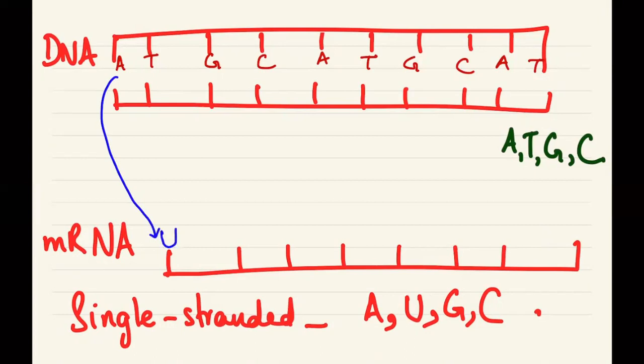ठीक है. What is the complementary base for T? A. Very good. What is the complementary base for G? C. And for C? G. And for again A? U. And T, let's complete this. A. And C. G. And U again.